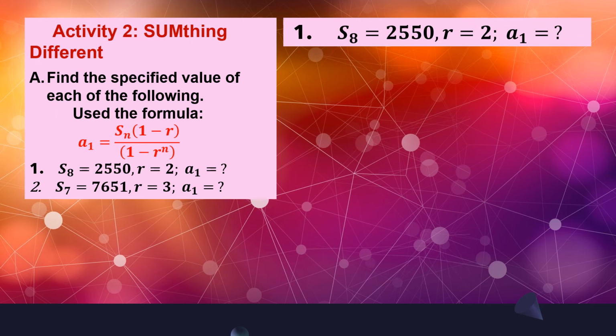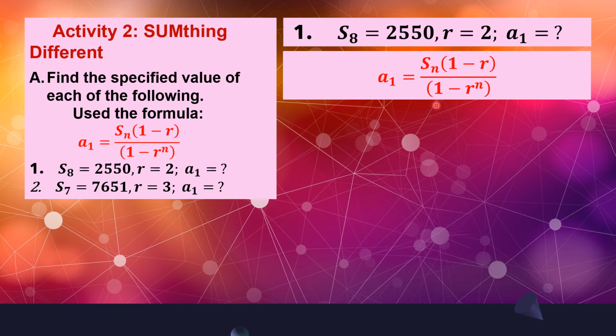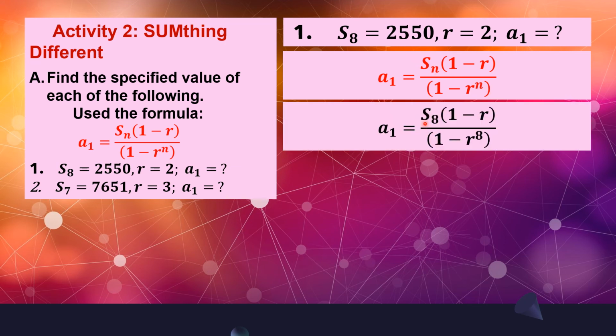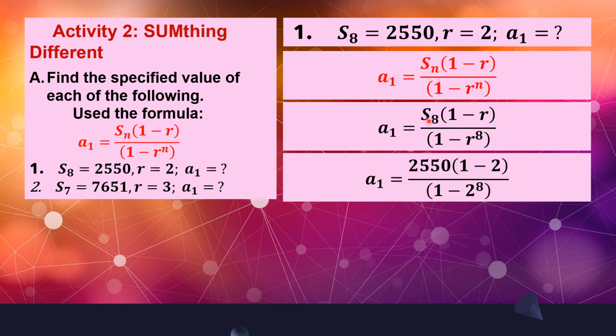Let's answer number 1. Just substitute the following given to the formula. So n here is 8. So let us substitute n here to 8. So we have now S sub 8. And we have r raised to 8. Substituting now the given to the formula, we have S sub 8 is 2,550 times the quantity 1 minus our r is 2, all over 1 minus our r is 2 raised to 8.